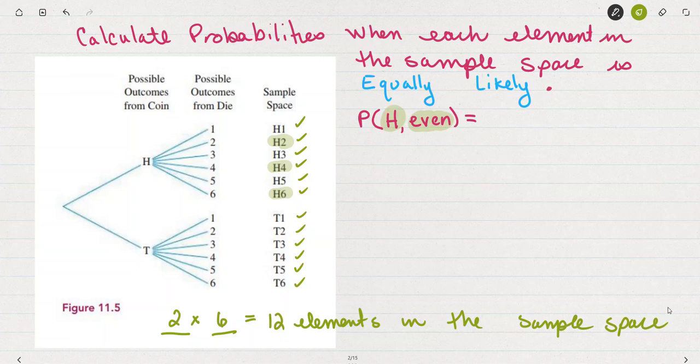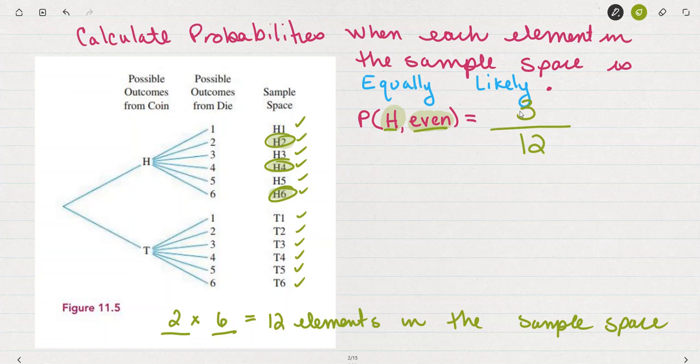So there should be 12 elements in the sample space. But of those 12 elements, how many of them have a head on the coin and an even number? It looks like there's a total of 3 elements in the sample space. So our denominator would be 12 because there's 12 possible elements to select from the sample space. And then our favorable outcome is a head on the coin with an even number on the die. So it looks like that's 3 out of 12.